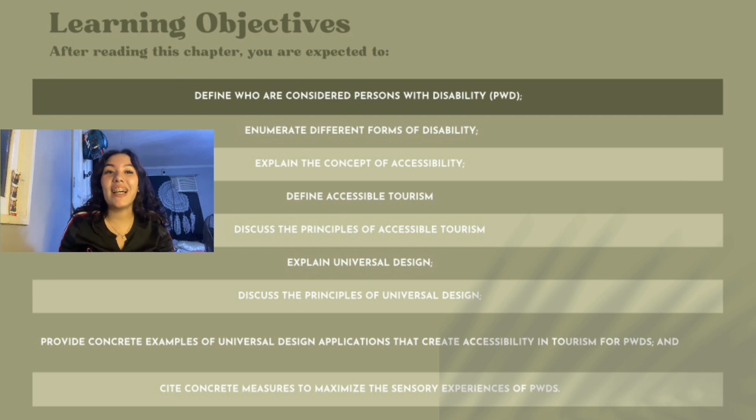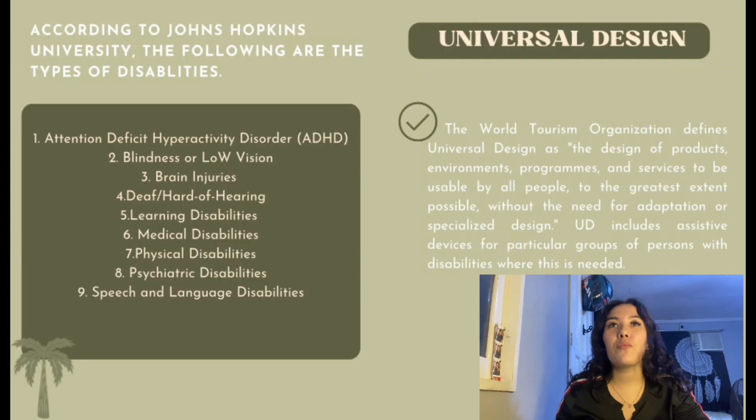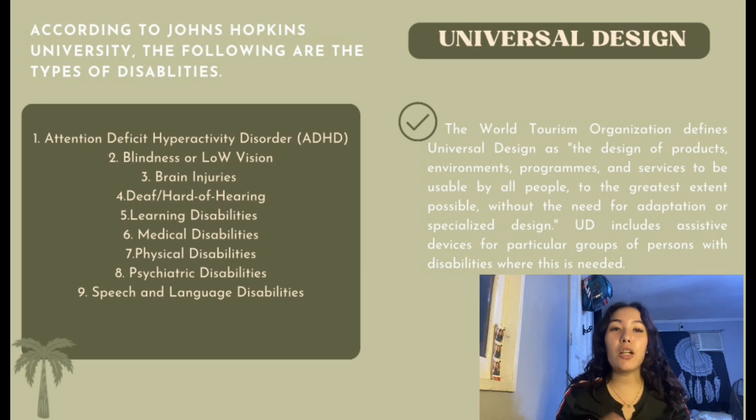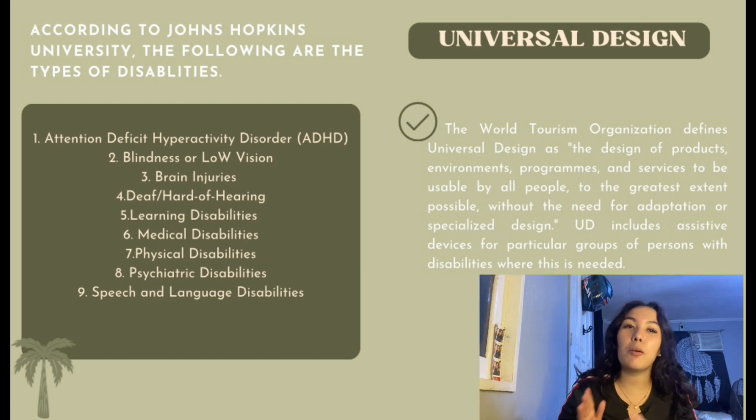So, na mo idea unsa ni siya. Okay, let's proceed. So, according to Johns Hopkins University, the following are the types of disabilities. So, muna siya ang types of disability or types sa mga tao nga kinahanglan og accessible tourism. Actually, kinahanglan jud tanan pero mas gina-prior ani nila nga mga tao.